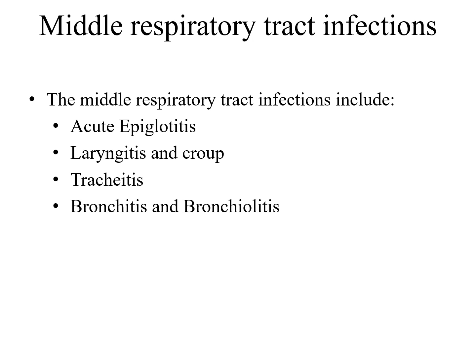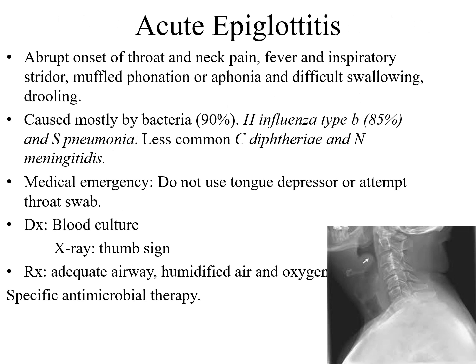Other types of middle or upper respiratory tract infection. If we want to use this classification, we divide them into acute epiglottitis, laryngitis and croup, which are considered part of the upper respiratory tract. Tracheitis, bronchitis and bronchiolitis are considered part of the lower respiratory tract, if you want to use the classification of upper and lower. Okay, let's talk about epiglottitis.